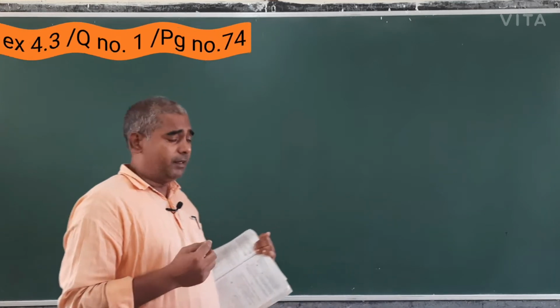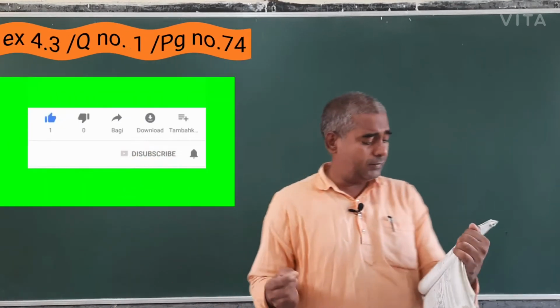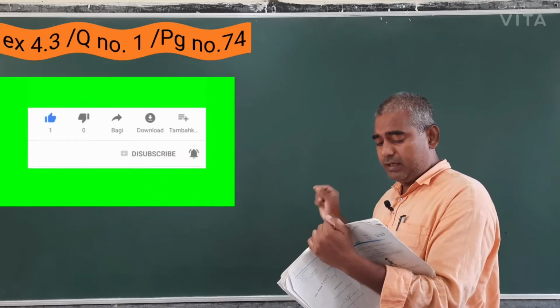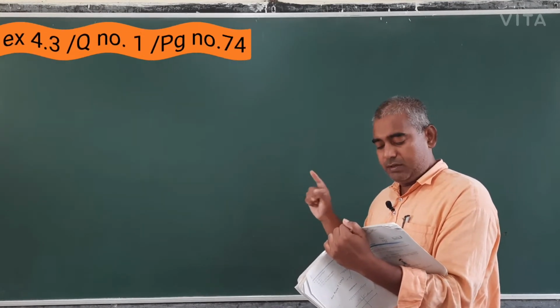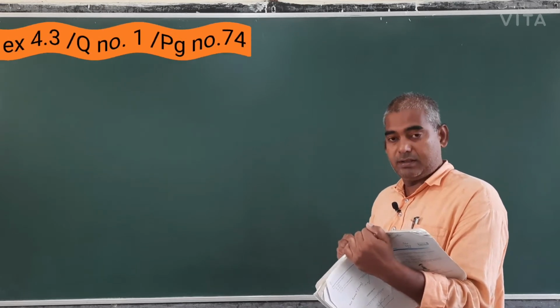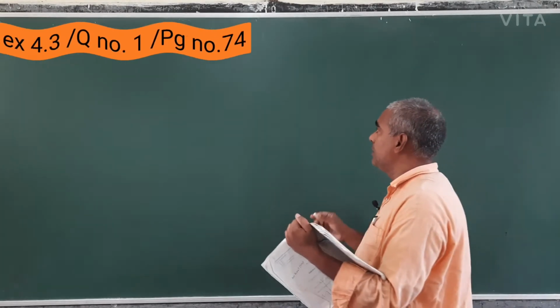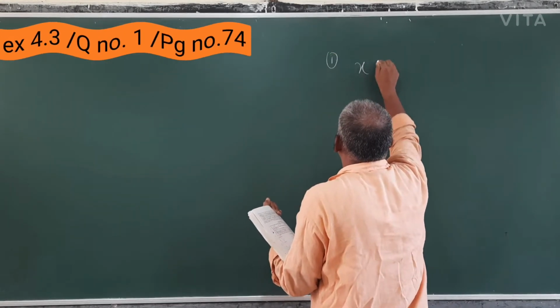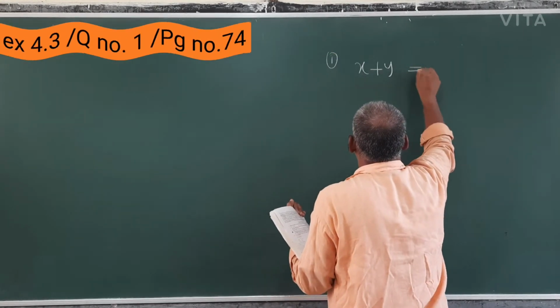So it is given here: draw the graph of each of the following linear equations in two variables. And the first question is x plus y is equal to 4.